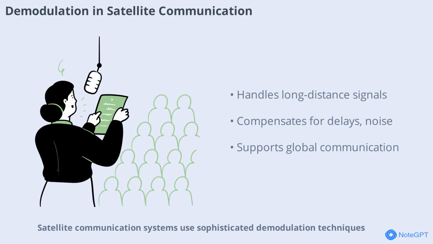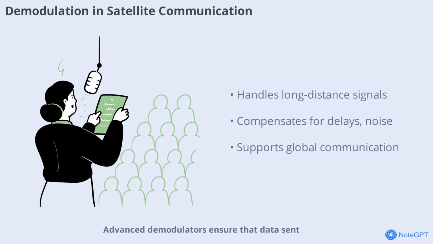Satellite communication systems use sophisticated demodulation techniques to handle signals transmitted over vast distances. These systems must compensate for signal delays, noise, and interference. Advanced demodulators ensure that data sent from satellites is accurately received on Earth, supporting everything from GPS navigation to global broadcasting.